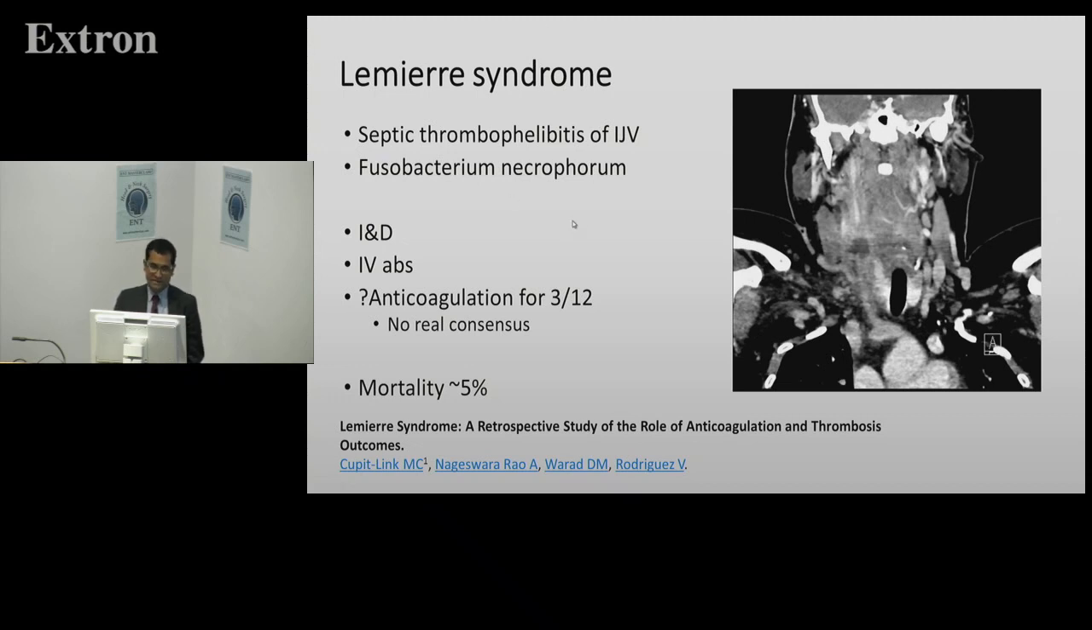Treatment's really aggressive with antibiotics. You may need to drain if there's an abscess that is significant, a bit like this one here. So you can see that the IJV is completely occluded with an abscess, I think within the carotid sheath.